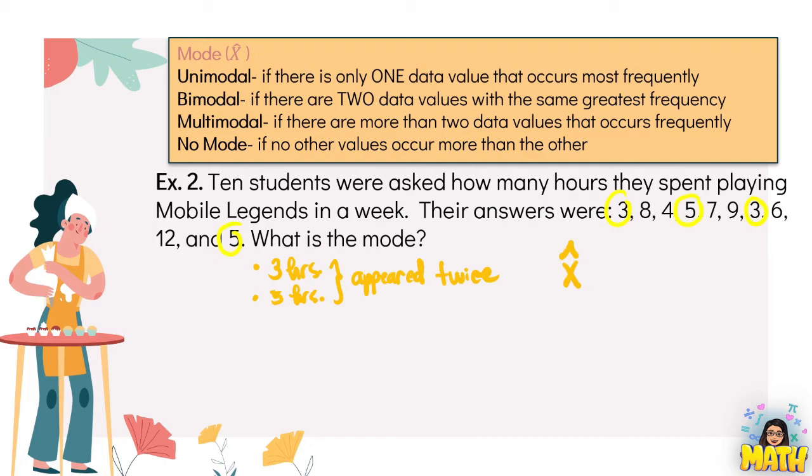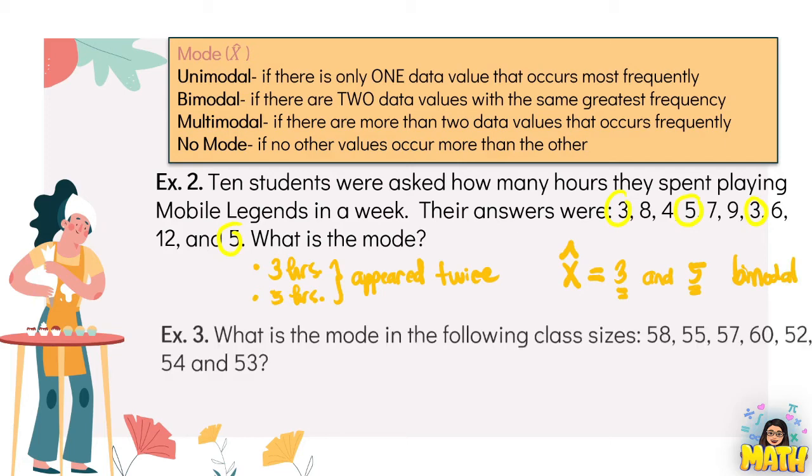Therefore, we can say that the modes here are 3 and 5. So, okay lang na isa, dalawa, or mas marami pa yung mode for as long as yun yung pinaka-highest frequency. So, since ang highest frequency dito ay 2, we can classify it as bimodal. Okay?